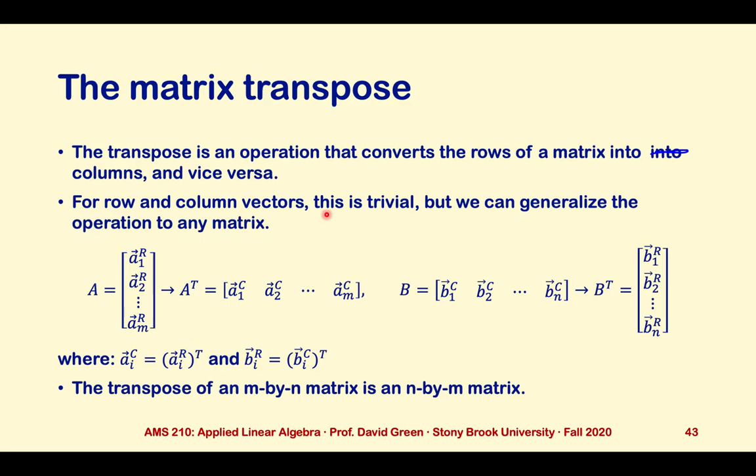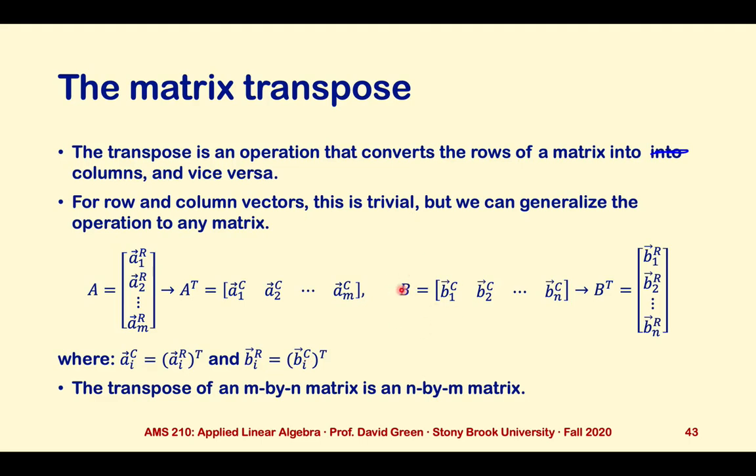And well, for row and column vectors, this is really a trivial case. We just sort of write it as a row instead of a column. We can generalize this to any matrix. If we start off with a matrix where we think about it as existing in rows, the transpose, we just take every one of those rows and write it as a column.